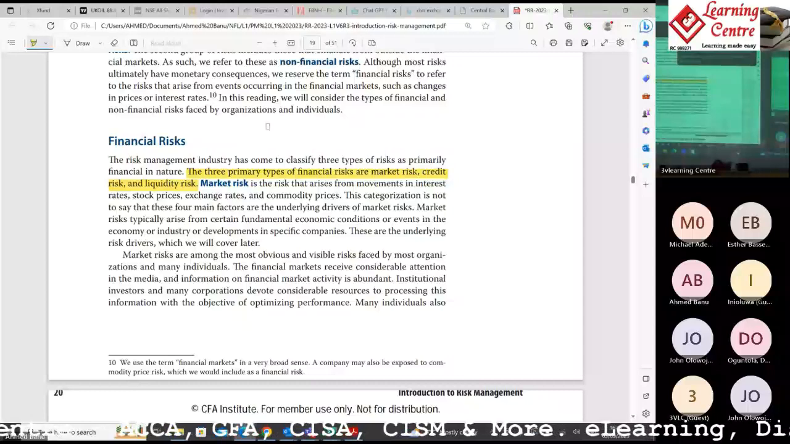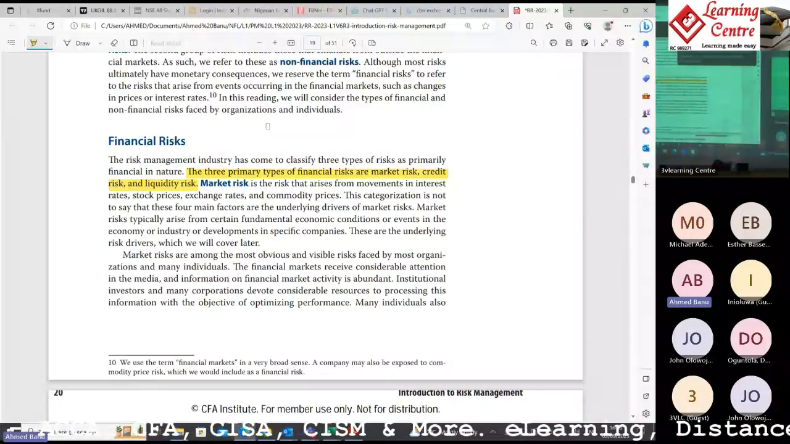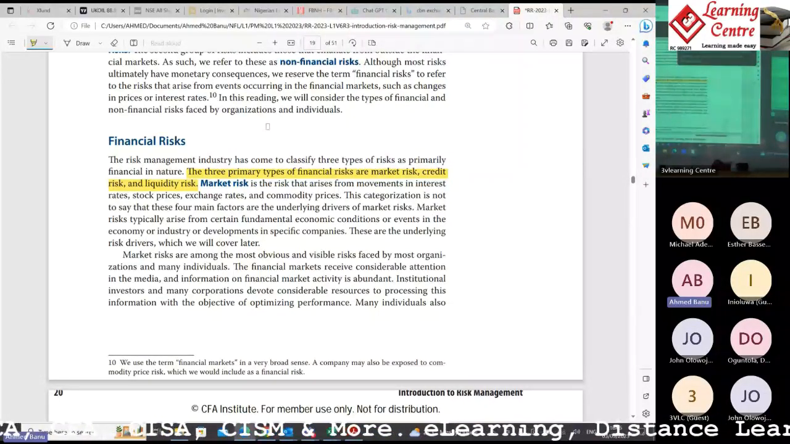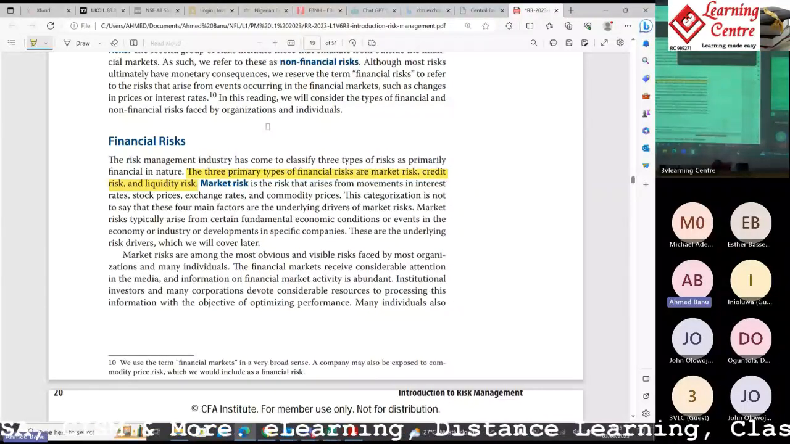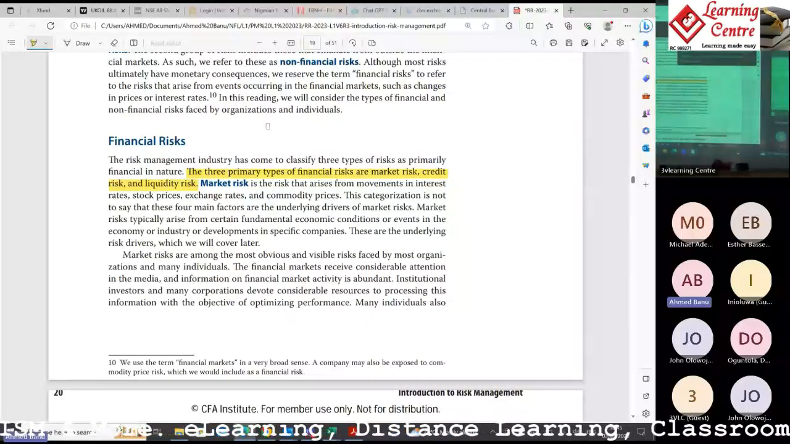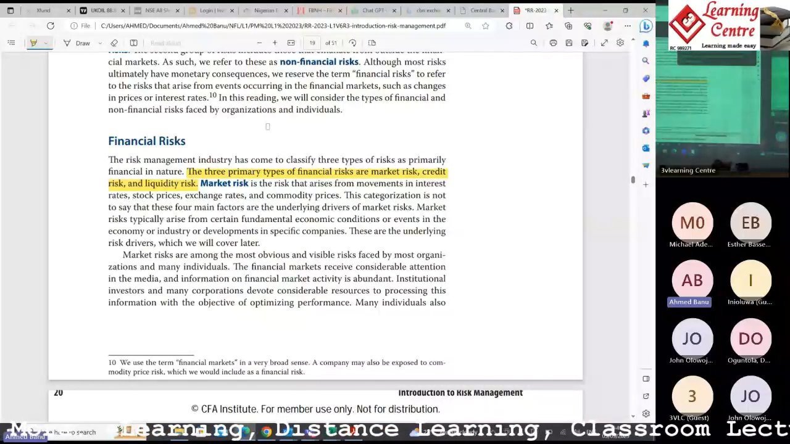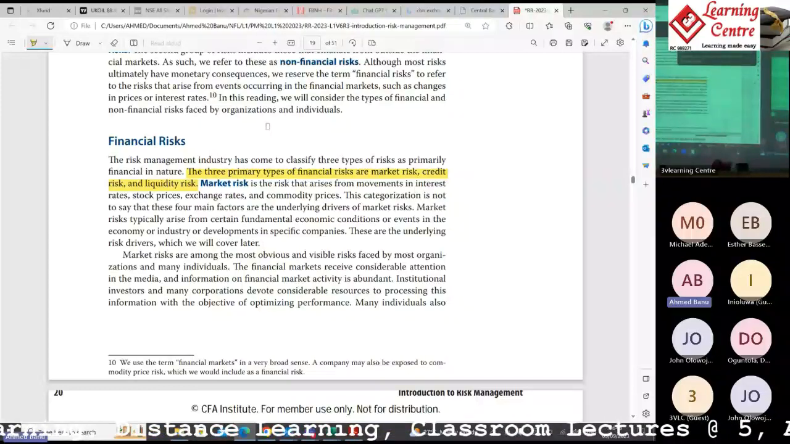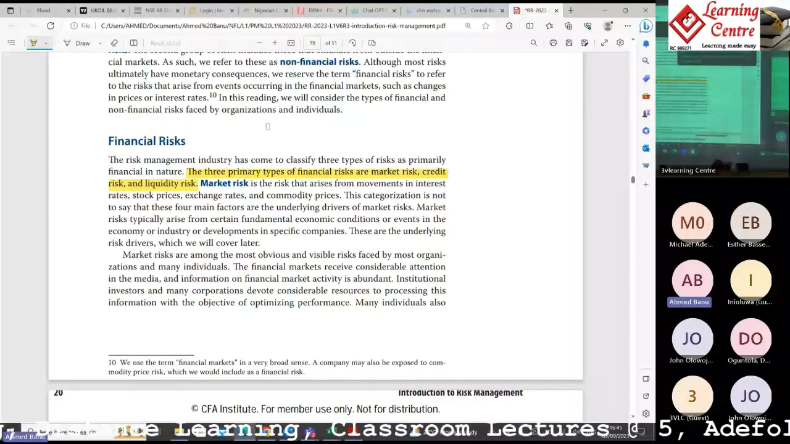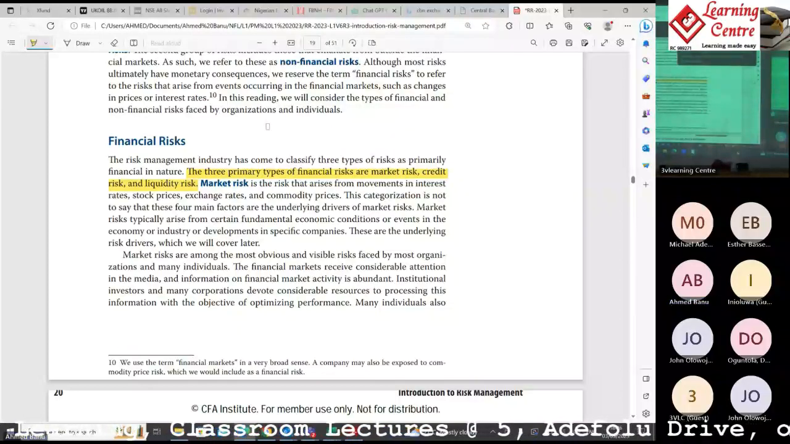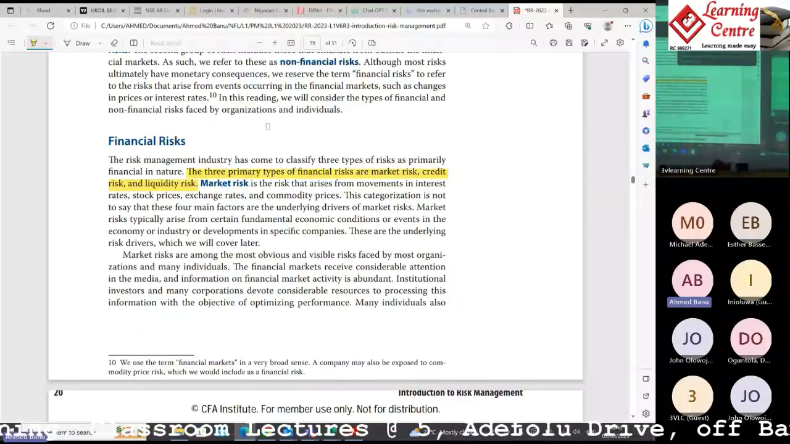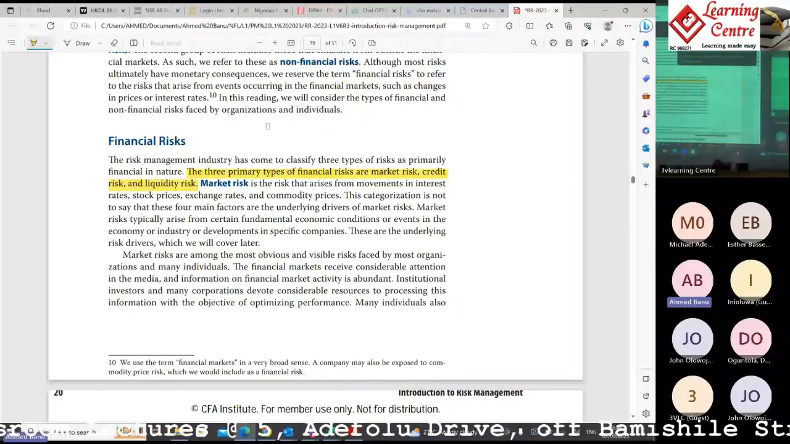Market risk is risk that arises from changes in price of your financial assets. As long as your financial asset has a price and that price is not stable, that price is determined by demand and supply, then you are exposed to what we call market risk.